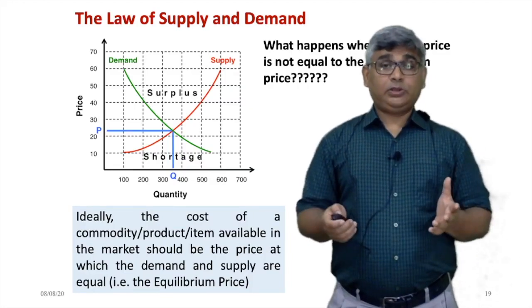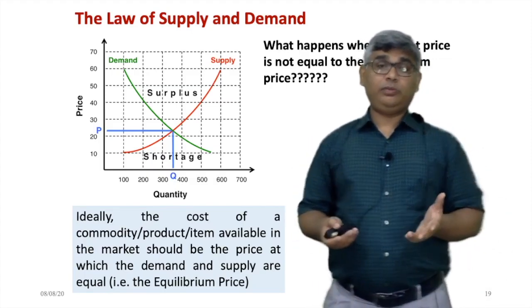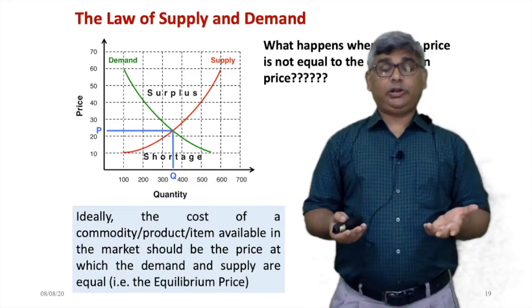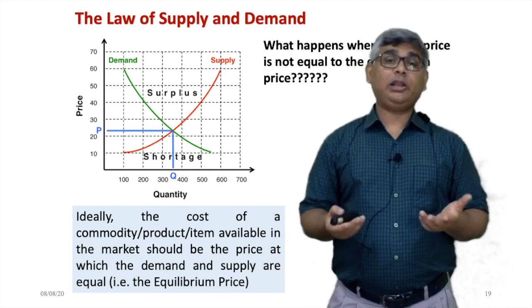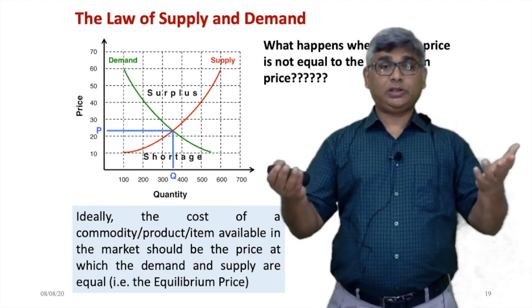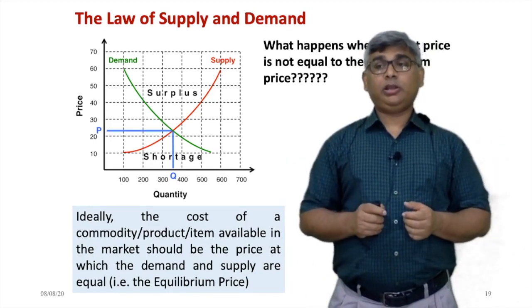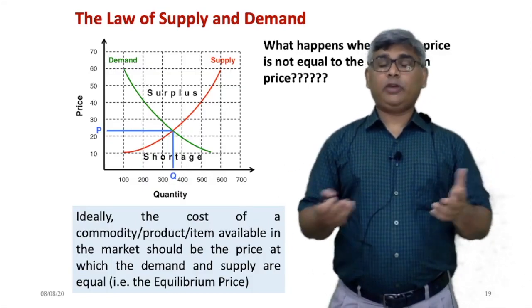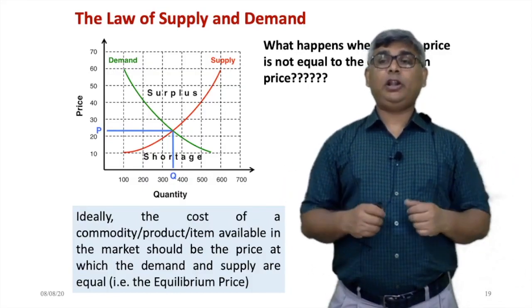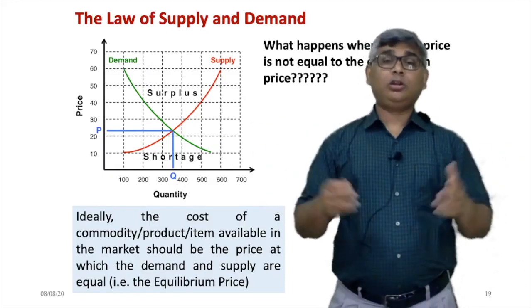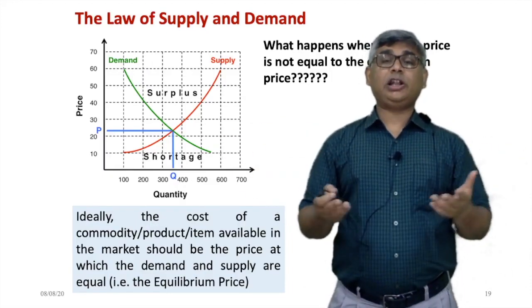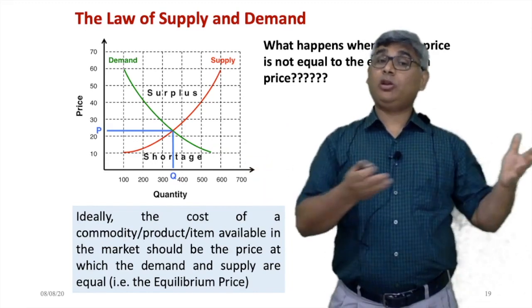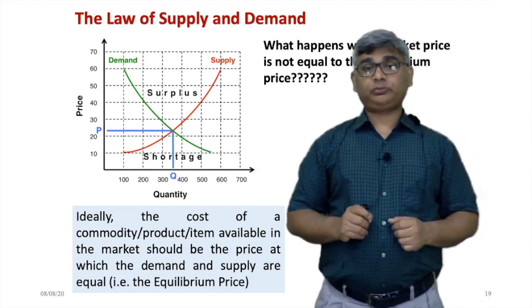So ideally, surplus is detrimental and shortage is also detrimental. Surplus is detrimental in the sense that if we have surplus goods available in the market, then the price will fall because there are no takers for it. Whatever is being demanded is being fulfilled, and the excess goods are lying in the warehouses unnecessarily. They will lose their value, and that will be a loss to the manufacturer.